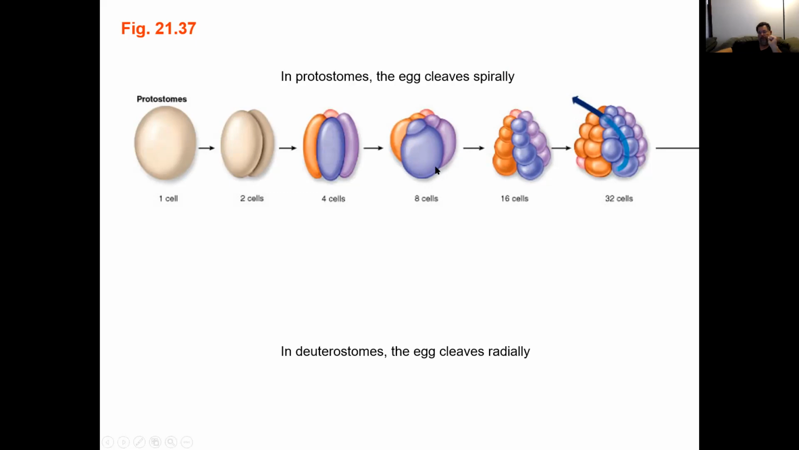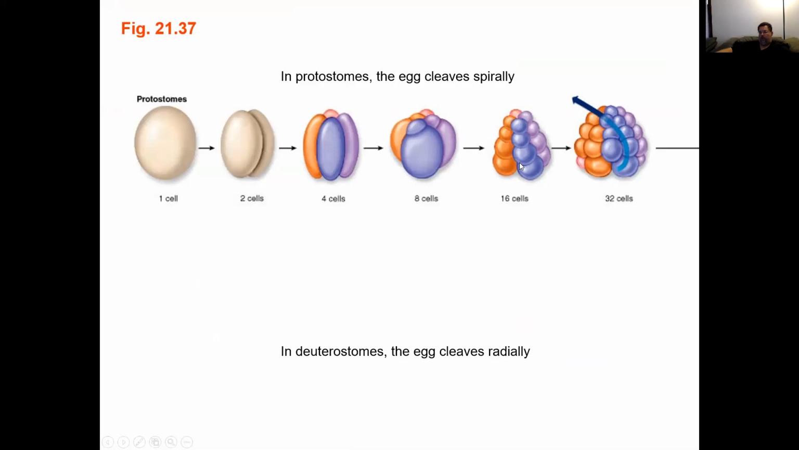The division isn't equal anymore. So these divisions are relatively equal. We had equal sizes of the cells. In this case, we get unequal. We get eight cells, but they're no longer equal in size. See how the top layers are very small cells, and the bottom is really big. And then they divide again, and we have sixteen cells. And then we have thirty-two cells.